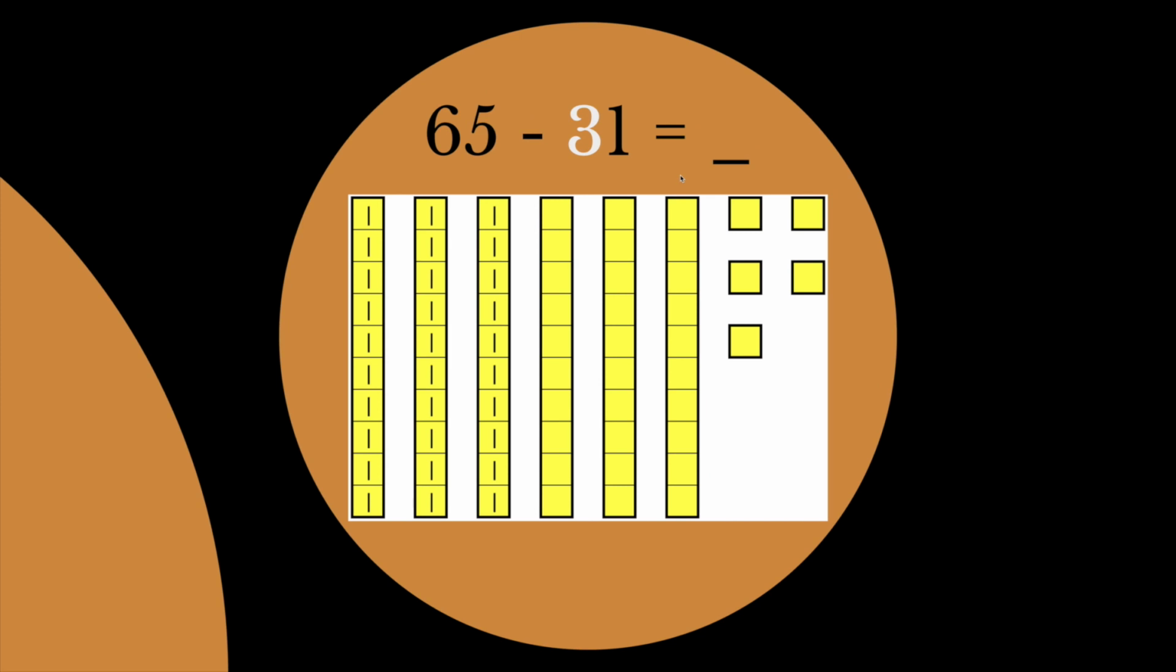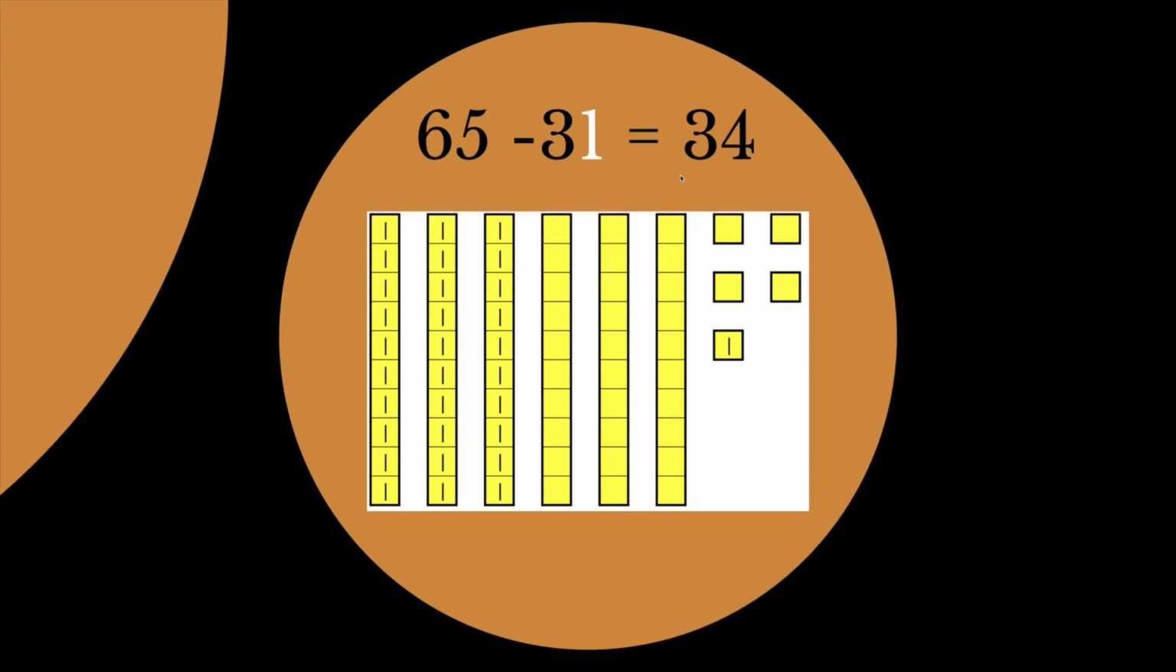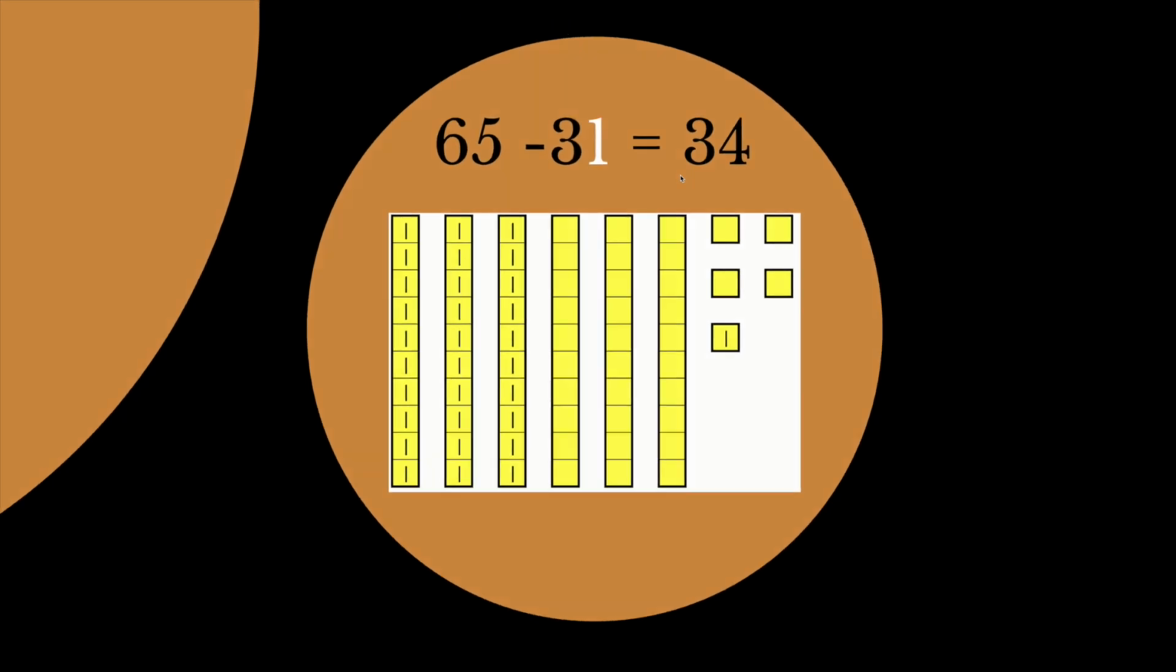The 3 in the number 31 represents 3 tens. So I'm going to remove 3 longs, which have 10 cubes in each. Now I need to remove 1 cube, or 1. I've removed 3 longs and 1 cube, or 31. So what I have remaining are 3 longs and 4 cubes. 65 minus 31 is equal to 34.